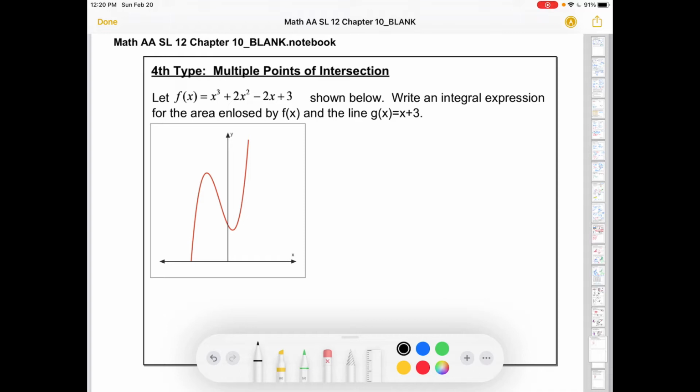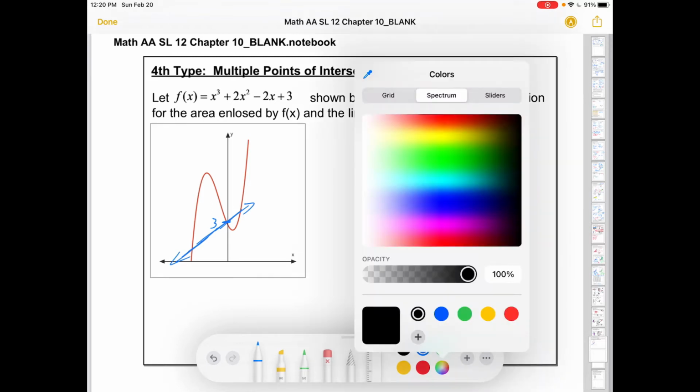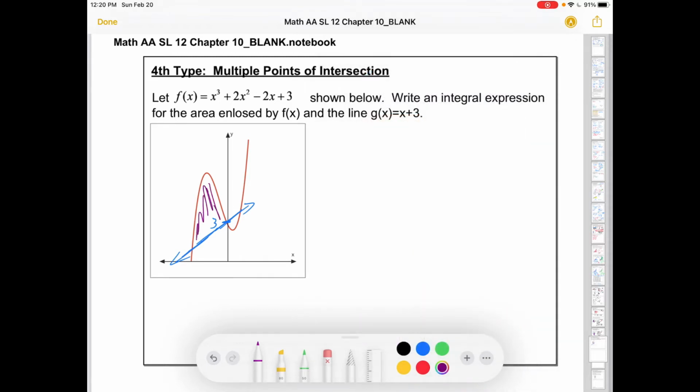So here's the graph of that cubic, and we also want to figure out what's going on with the line g of x. They both have a y-intercept at 3, and g of x looks something like this. I don't know what the scale is here, I'm just making a rough graph. If we want the area enclosed by these two functions, it's going to have two separate integrals to represent it.